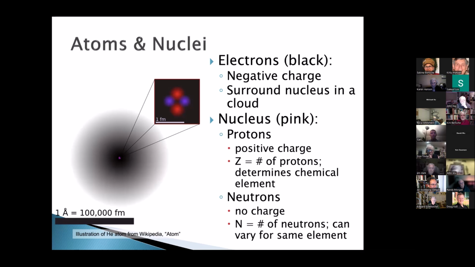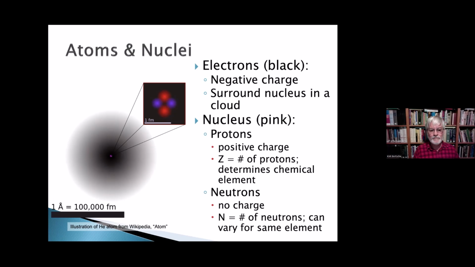So atoms, as you know, are the basic building block of matter. Atoms are made up of a big cloud of electrons. That's the black fuzz here. And those surround a nucleus in the center, which is very small. The electrons are negatively charged. The nucleus has a positive charge. It's made up of protons, which are positively charged, and neutrons.